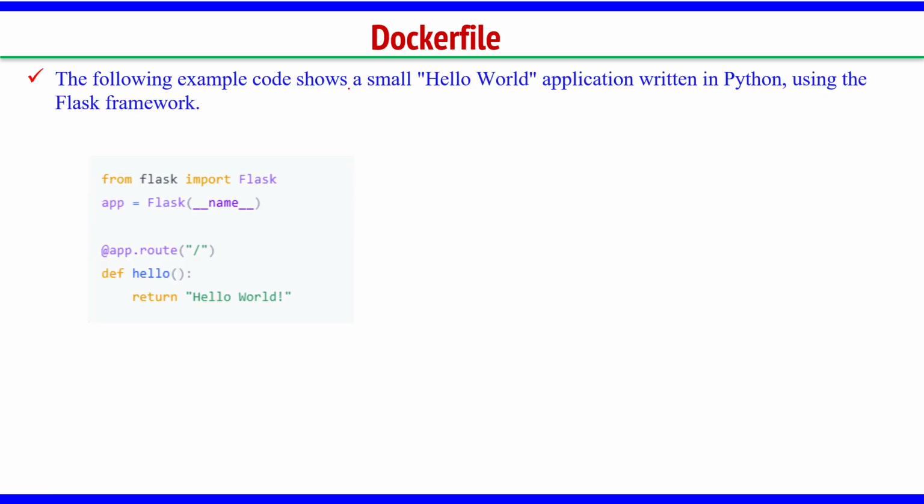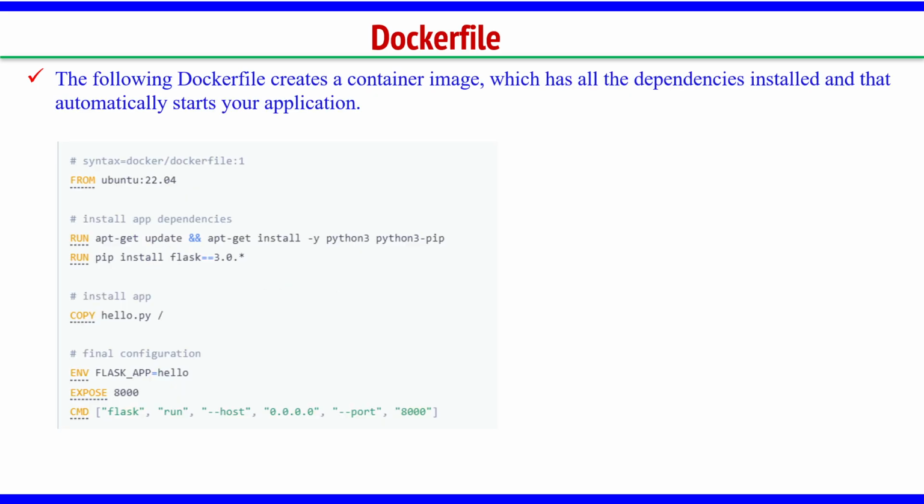The following example code shows a small hello world application. See, from flask import Flask, app name Flask, because I am having a web app here. The default root, define hello, return hello world. A small web page, a small output, I am just displaying hello world, nothing else. Now, for that I have created a Dockerfile, right. This will help me in creating the container image, which has all the dependencies installed, and that automatically starts your application.